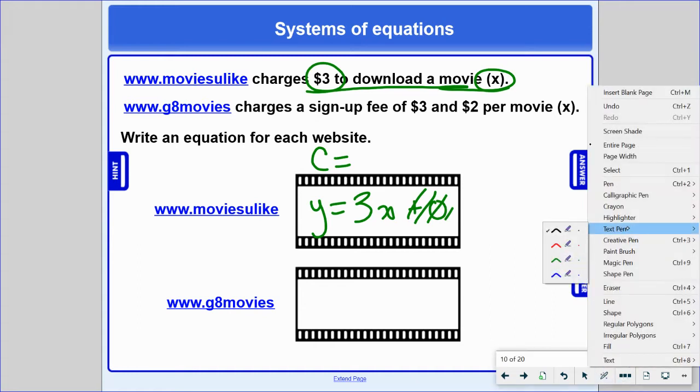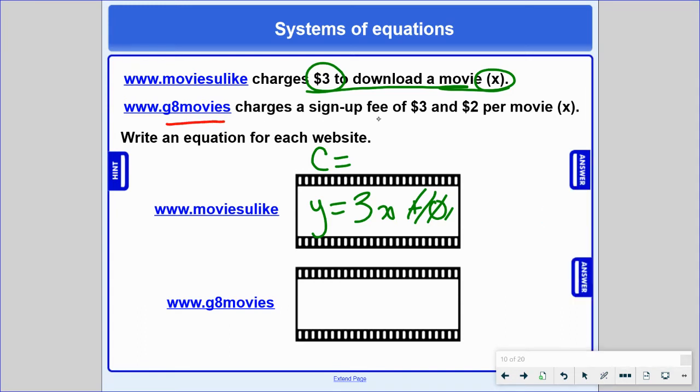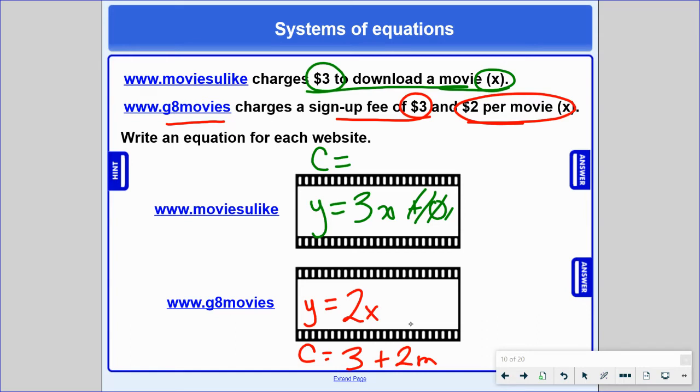Let's go ahead and take a look at the other one. G8 Movies, sign-up fee of $3, $2 per movie. If I were to write this, you could start with 3 and then go up $2 per movie. I'm going to write it in y equals mx plus b form, where the $2 per movie is the slope, and then there's the one-time fee. Notice there it's not $3 per movie. So that 3 should not be multiplied times x movies. It's just y equals 2x plus 3.